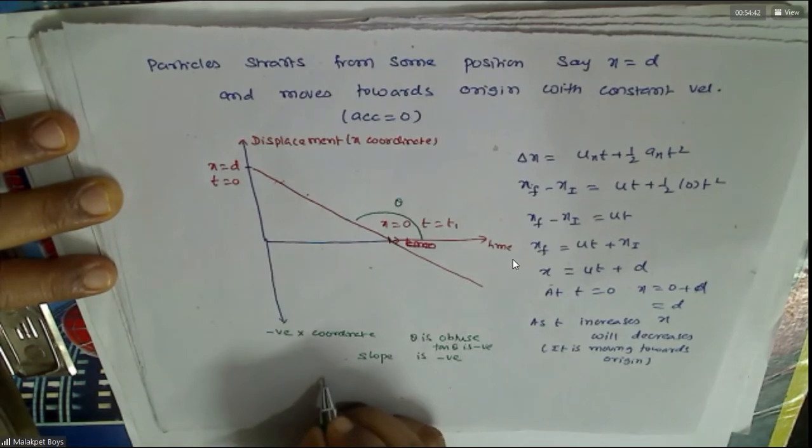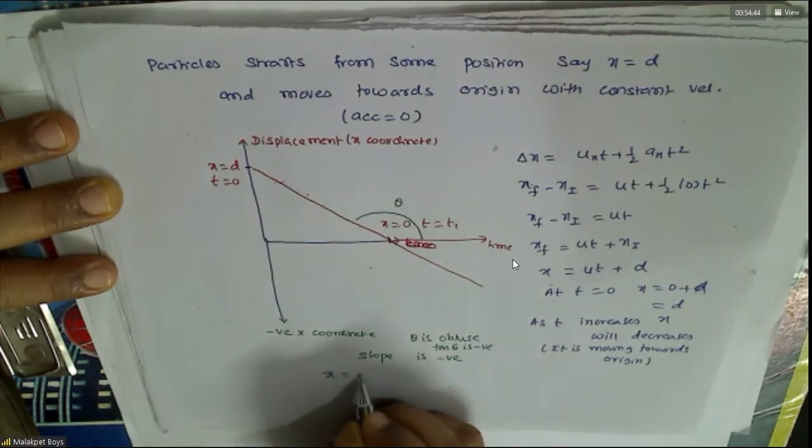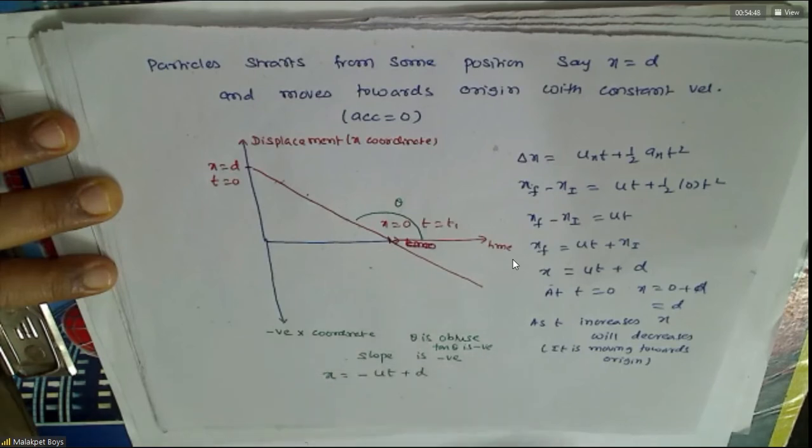Okay, so you can take the equation as minus ut plus d. Understood why you have to take like this? Hello? Yes, sir. Sir, I didn't understand, sir.